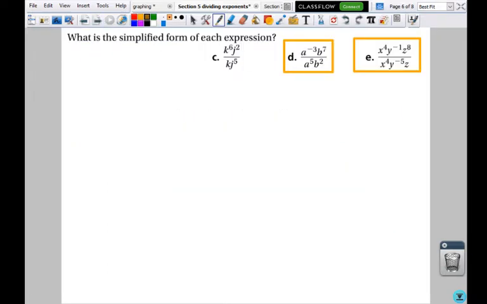We're going to do 1 or 2 more of these, then you guys are going to do a couple. So we're going to do part C, and I'm just going to write it a little bit bigger. It is k to the 6 j squared over k j to the 5th.